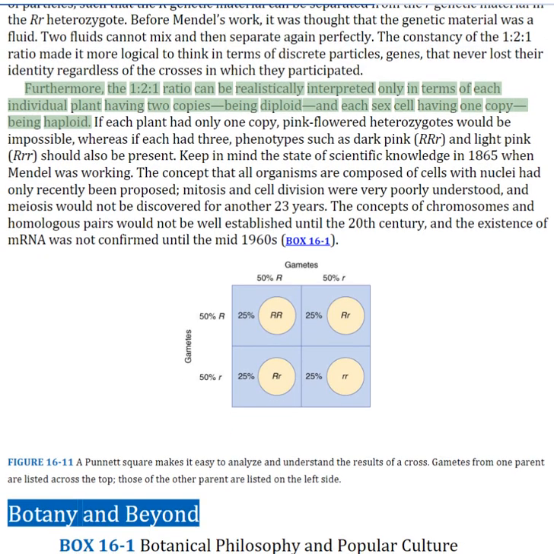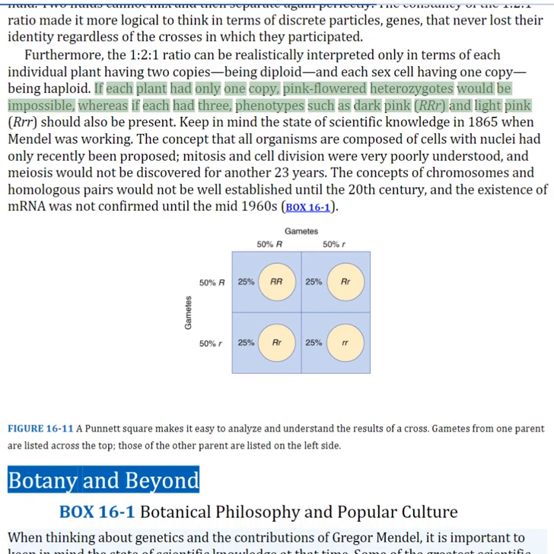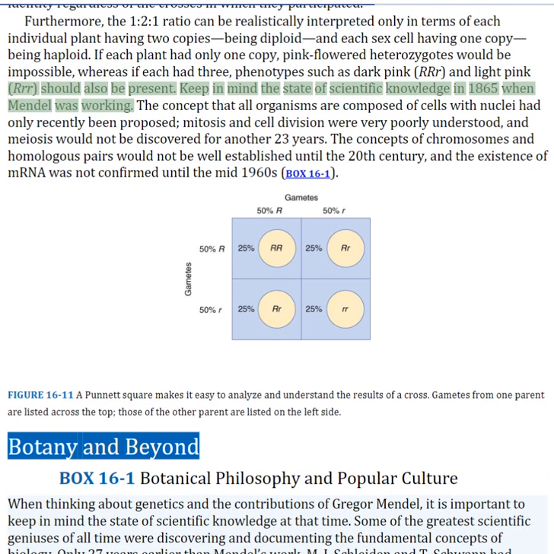Furthermore, the 1:2:1 ratio can be realistically interpreted only in terms of each individual plant having 2 copies, being diploid, and each sex cell having 1 copy, being haploid. If each plant had only 1 copy, pink-flowered heterozygotes would be impossible, whereas if each had 3, phenotypes such as dark pink and light pink should also be present.